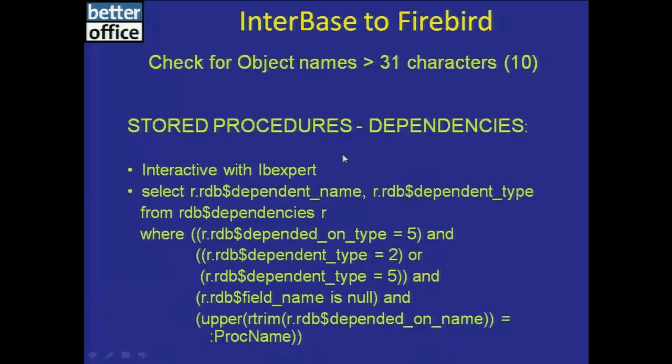Dependencies you can also check for. You have to look into the RDB$DEPENDENCIES table, the dependent name and all that. Watch out, you have to look for types where the dependent on type is 5, meaning a stored procedure. Types 2 and 5 are stored procedures and triggers. You have to know which one. Those are the interesting parts of the dependencies. If you find that, you can use this variable to get to the information on a certain procedure name.